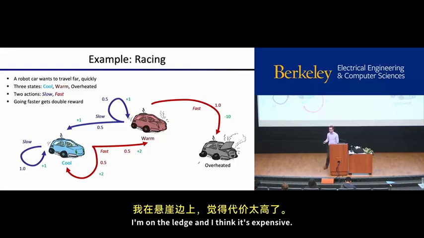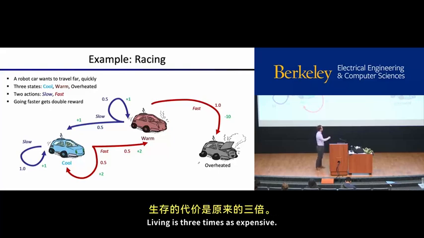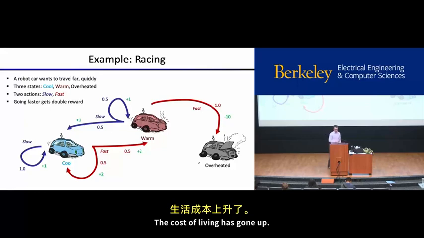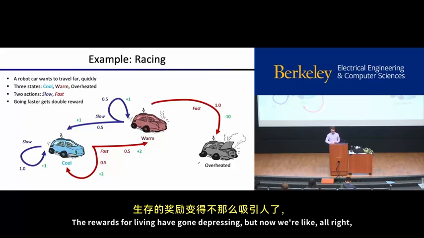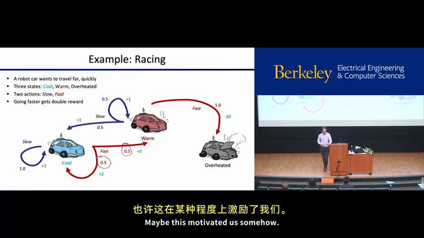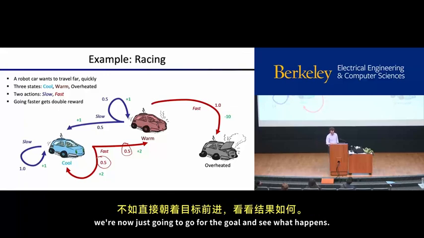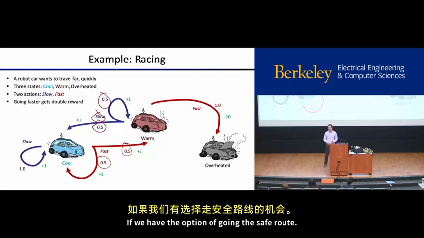So going faster, the red arrows get us double the rewards of going slow, except if we overheat, we get a -10 and our car can't run anymore. Okay? So these numbers are like the probabilities associated with the different types of transitions. This says if I'm in the cool state and I go fast, then 50-50, I either get to the warm state or I stay in the cool state. And then if I'm in the warm state and I go slow, then 50-50, I stay in the warm state or I get cool again.